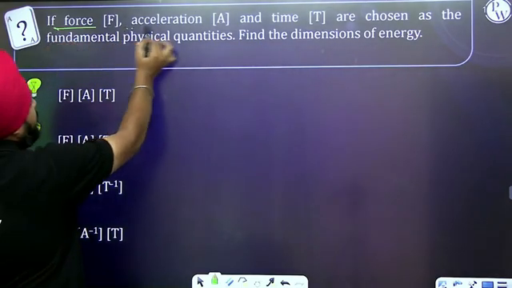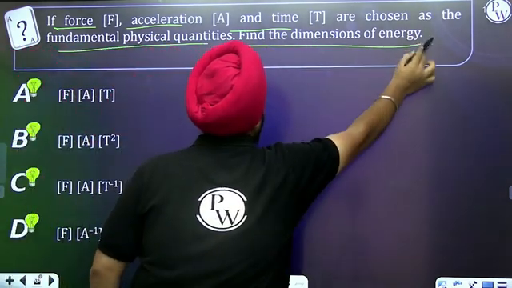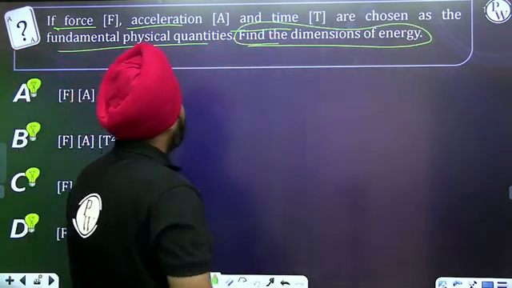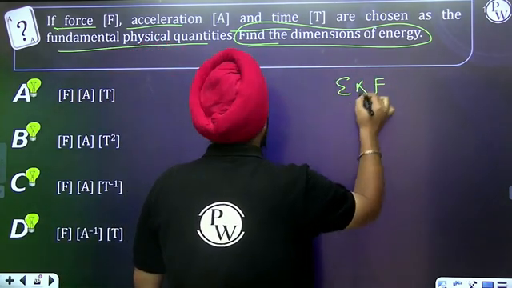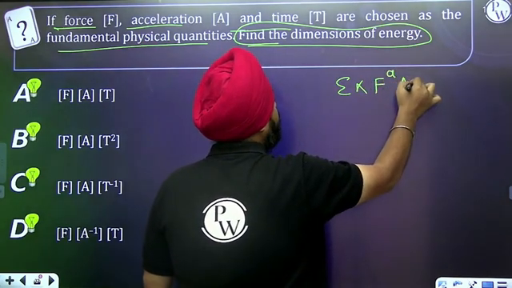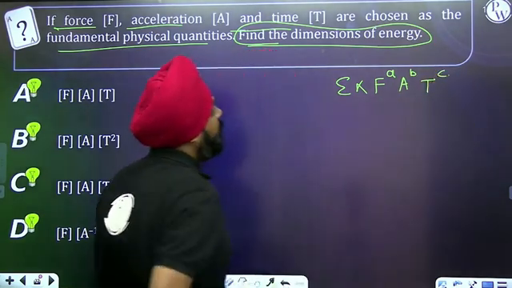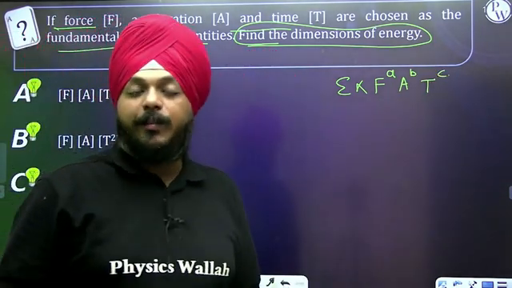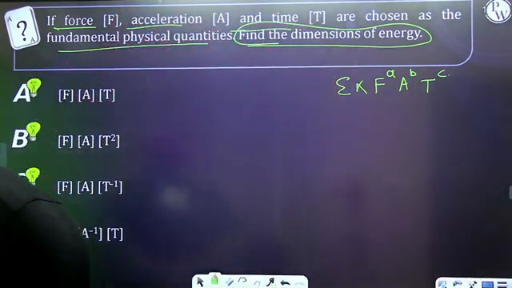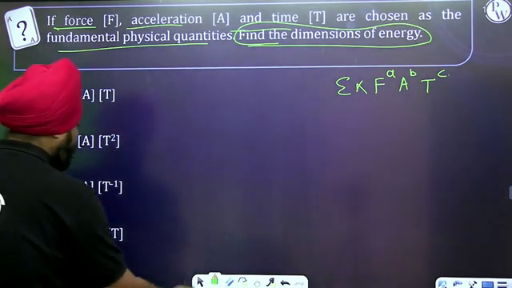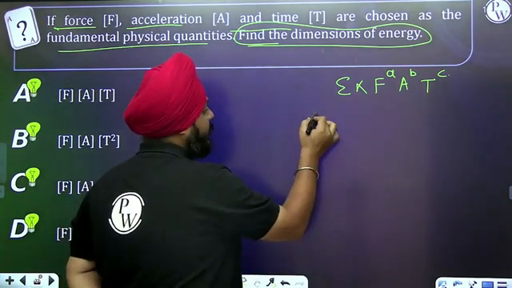If force, acceleration and time are chosen as the fundamental physical quantities, find the dimensions of energy. Energy depends on force (A), acceleration (B), and time (C). Then what will be the dimensional formula of energy in terms of these derived quantities, if they are considered as fundamental physical quantities? Step 1.